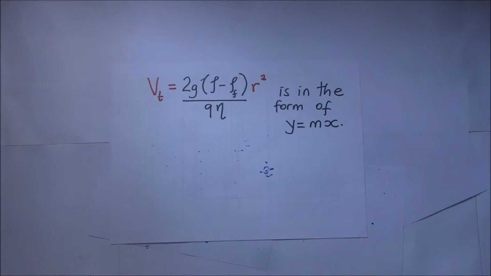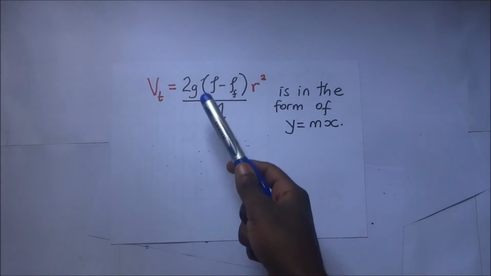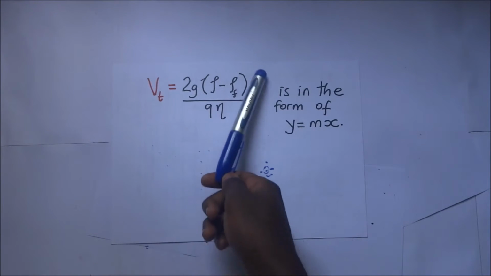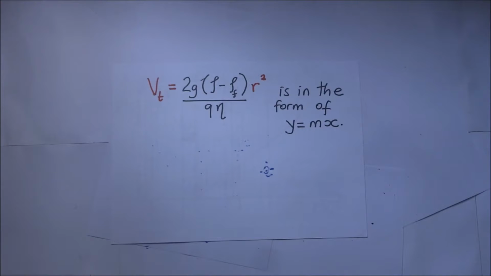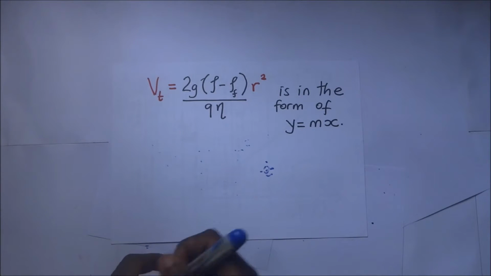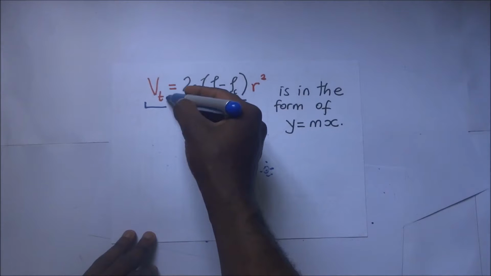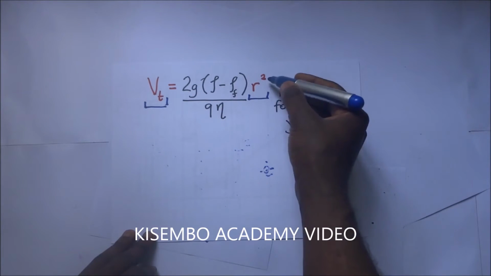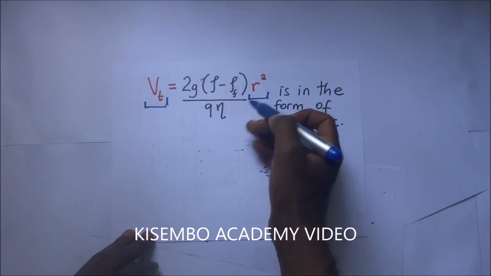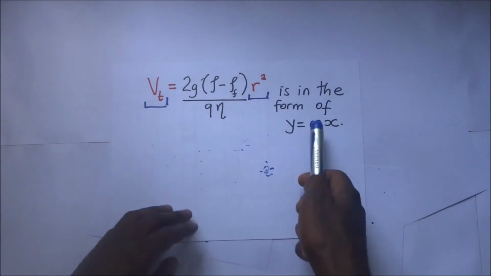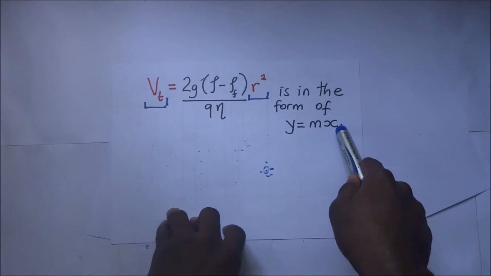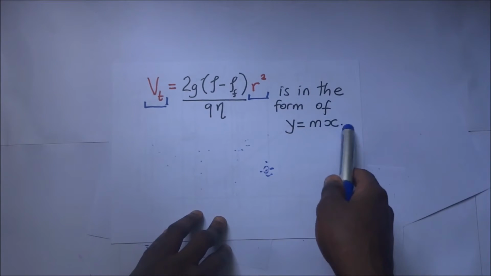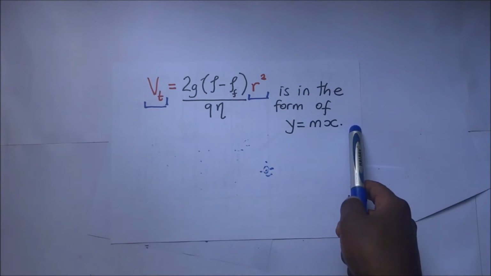Now from our previous session, we derived the expression that the terminal velocity can be given by this expression. From this expression, you realize that when we were carrying out our experiment, we were getting terminal velocities, and in our table of results we have r squared. Now you realize that Vt and r squared are in the form of y equals mx plus c, which for those of us who do maths is a straight line, a linear form of an equation.